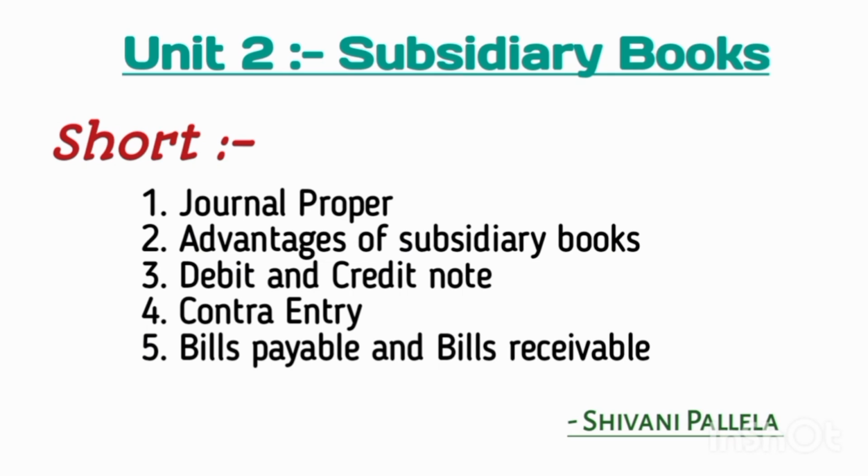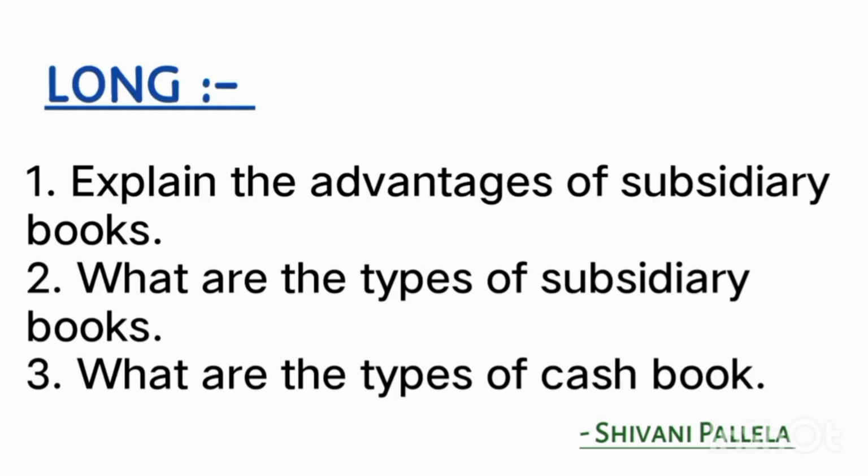And coming back to the second unit, for short I have given 5 questions. In this, for theory, advantages of subsidiary books is important. What is meant by debit note? What is meant by credit note? What is contra entry? These are the important theory questions for unit number 2. And coming back to the long theory important questions: advantages and disadvantages of subsidiary books, as well as types of subsidiary books. These are the two important questions from unit number 2.